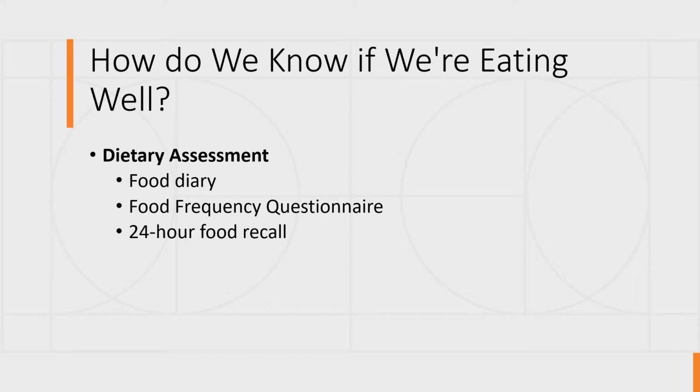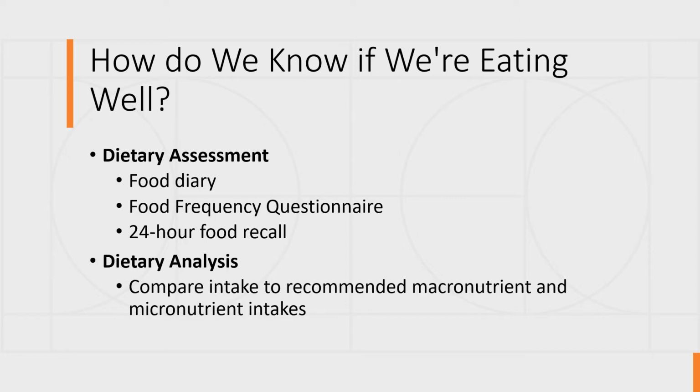The diet diary is nice because it's happening in the moment, whereas the food frequency questionnaire and the 24-hour food recall are both happening after the fact. So they're also relying on the person's memory. Those are the two major limitations with those.